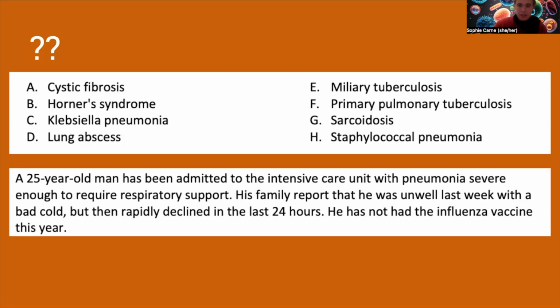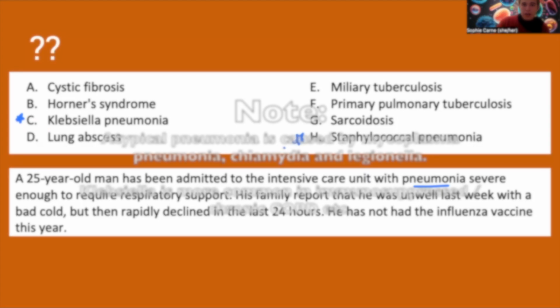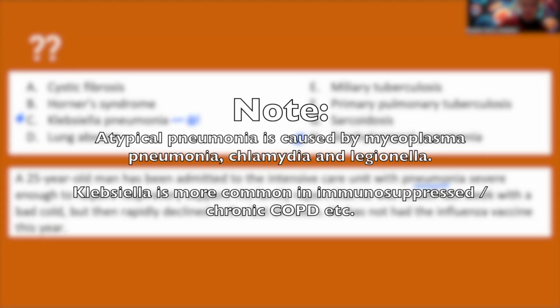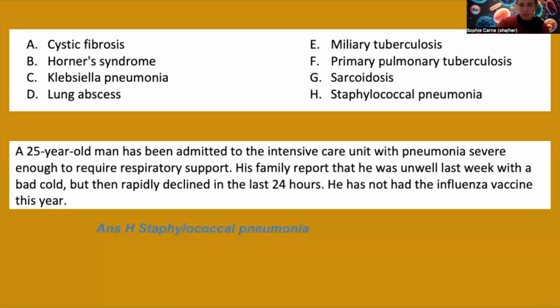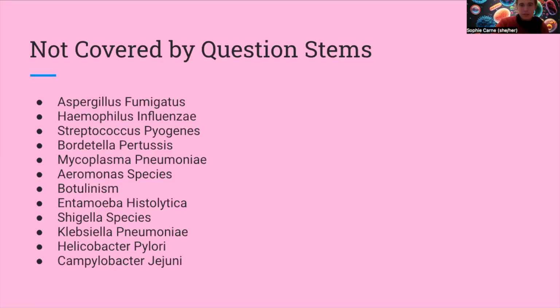So this man has pneumonia. What is the most common cause of pneumonia? I think we have two options. We've got Klebsiella and we've got staphylococcal pneumonia. By far the most common cause of pneumonia is staph pneumonia pathogen. So we would go staph pneumonia.